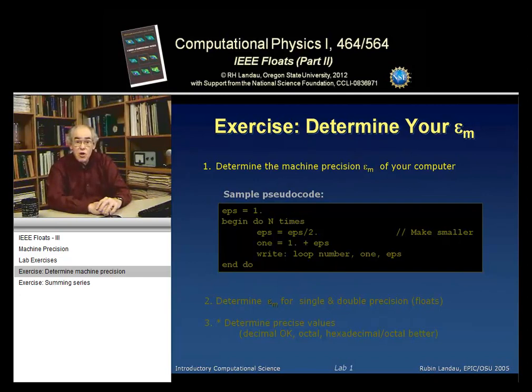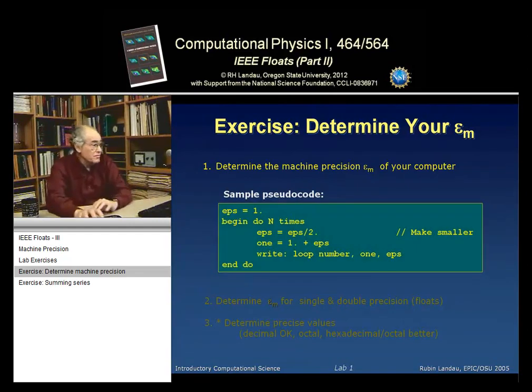So we want you to determine epsilon sub m, machine precision, for your computer. How would you do this? Remember, we define machine precision as a small number, the largest possible small number you can add to 1 as stored on the computer, and still have the computer think the number is 1.